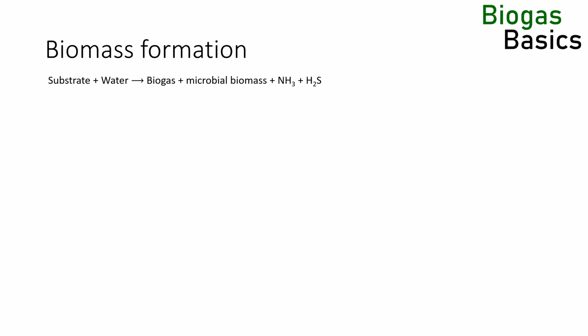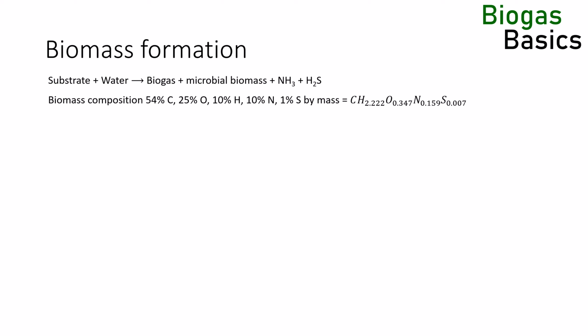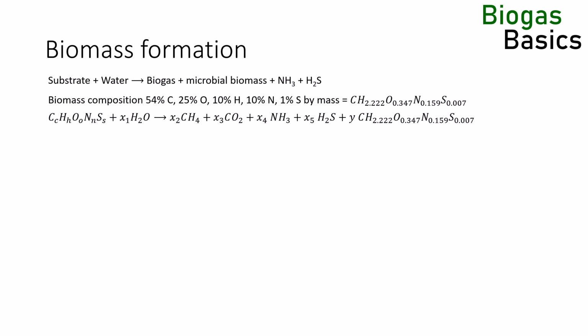For this, we need to go back to the basic reaction of the biogas process. Substrate and water react to biogas, microbial biomass, ammonia, and H2S. The exact composition of microbial biomass varies from strain to strain, but on average, it consists of 54% carbon, 25% oxygen, 10% hydrogen, 10% nitrogen, and 1% sulfur by mass. We can calculate its molar composition by setting carbon to 1. The rest is H 2.22, O 0.347, N 0.159, and S 0.007. Now we can write: substrate plus X1 water reacts to X2 methane plus X3 carbon dioxide plus X4 ammonia plus X5 H2S plus Y biomass.